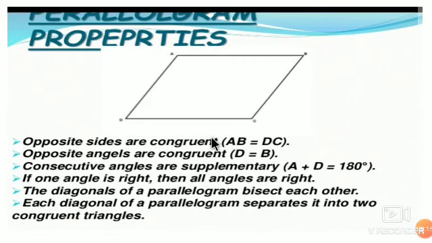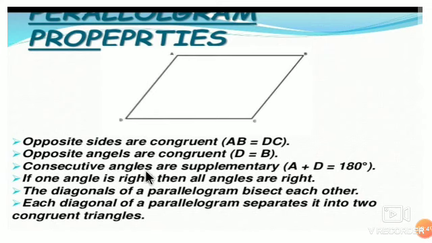Now the properties of the parallelogram. Opposite sides are equal in length, means congruent. The length of AB is equal to the length of CD. Opposite sides are congruent. Angles are congruent, means angle D is equal to angle B. Angle A is equal to angle C. Same way, side AD is equal to side BC. Opposite sides are equal in length, opposite angles are equal in measure.